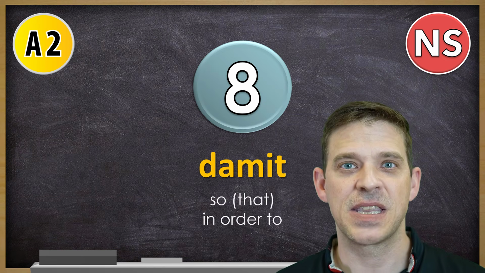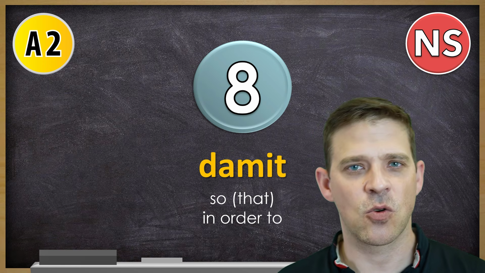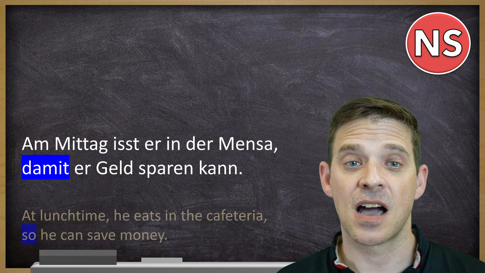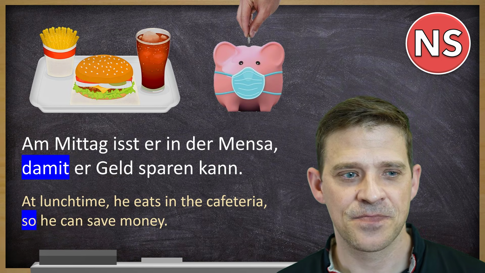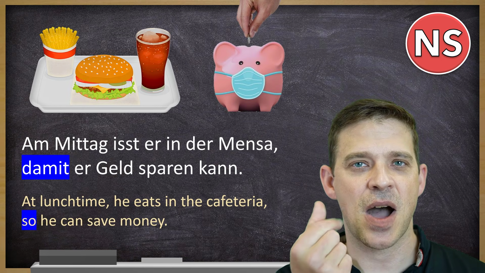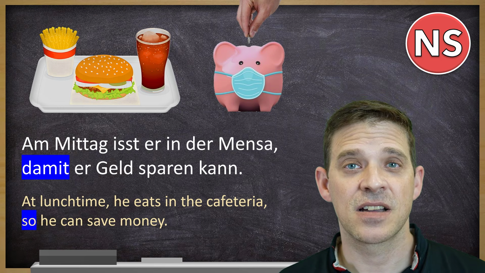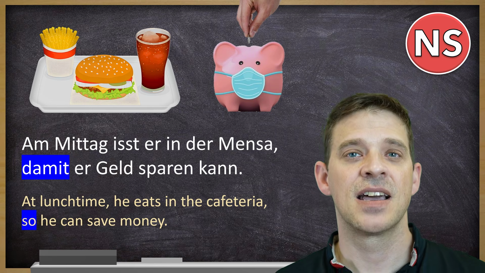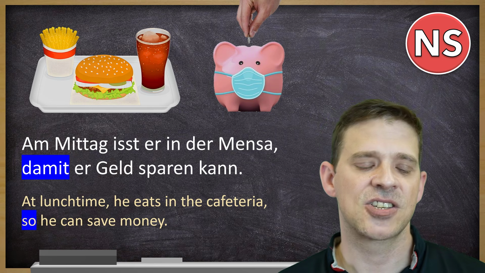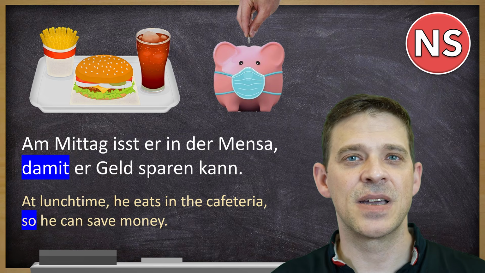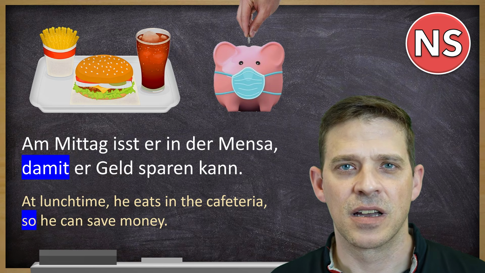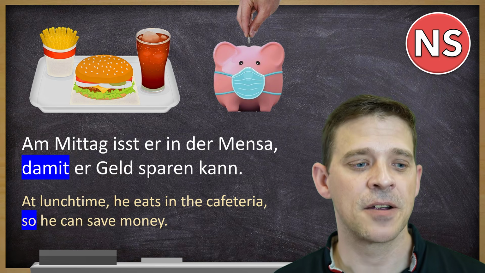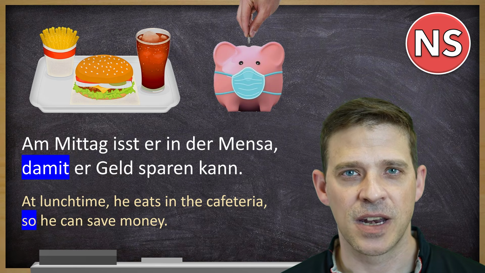Nummer 8, damit. Damit ist so that or in order to. Zum Beispiel, am Mittag ist er in der Mensa, damit er Geld sparen kann. At lunchtime, he eats in the cafeteria. Mensa is cafeteria or canteen, usually much cheaper than any restaurants. That's why people go there, so he can save money.